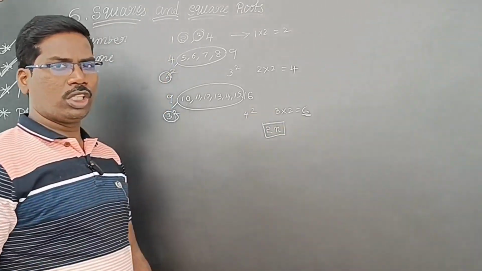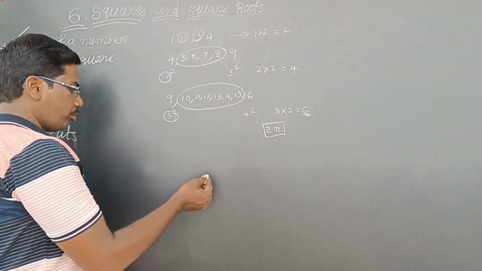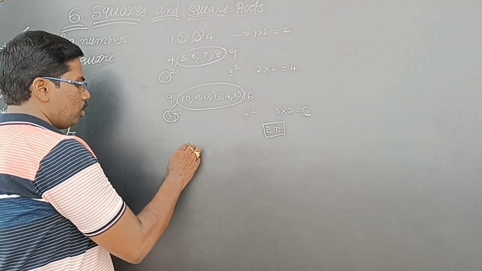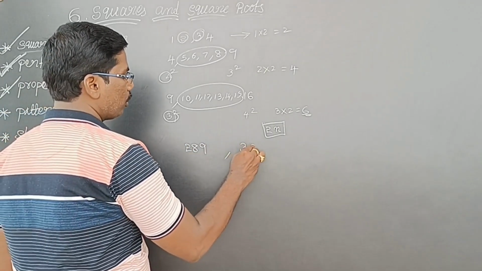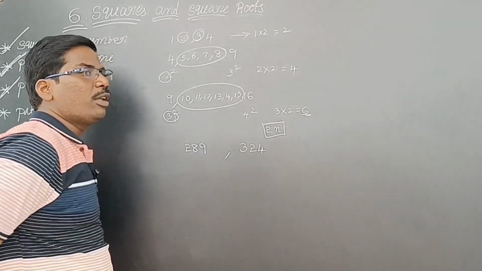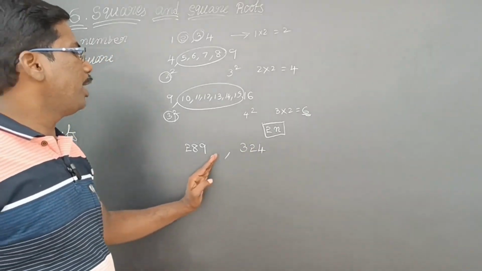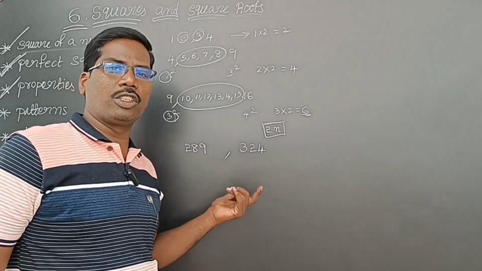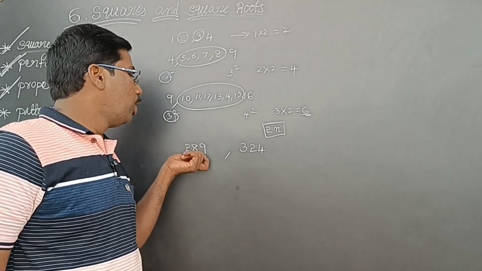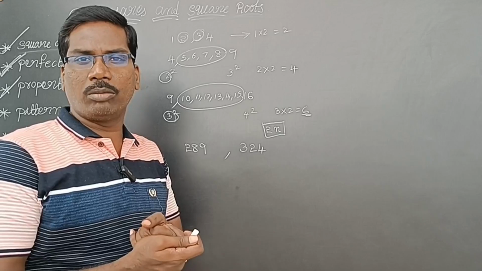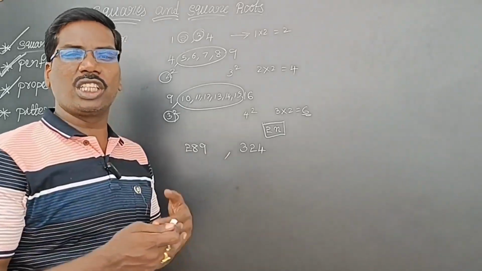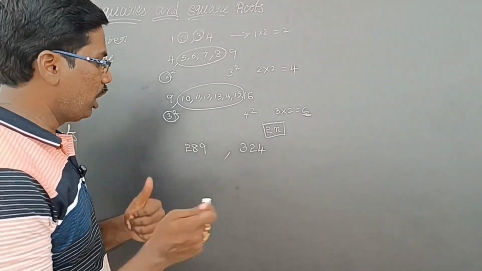They will ask you like this. See here, 289 and 324. How many natural numbers are there between 289 and 324? So they will ask you like this. If you write 290, 291, 292 like that, it will take more time. So these are small numbers, you can do it very well.